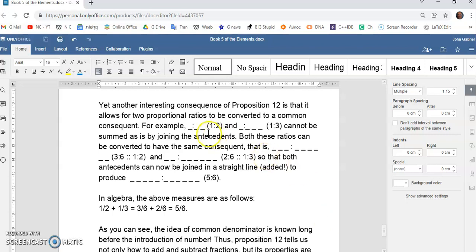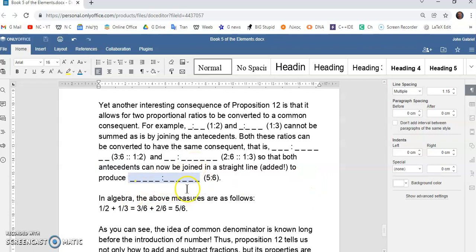Okay, so for example, this ratio and this ratio cannot be summed as is, because first of all, they're not proportional, and so you can't just join the antecedents, and then you wouldn't even know which consequent to pick, because you'd need to have something to measure the joining of those two antecedents. So both these ratios can be converted to have the same consequent. That is, this for 1/2, or this ratio here, and this for 1/3. So that both antecedents can now be joined in a straight line and added to produce 5 6s.